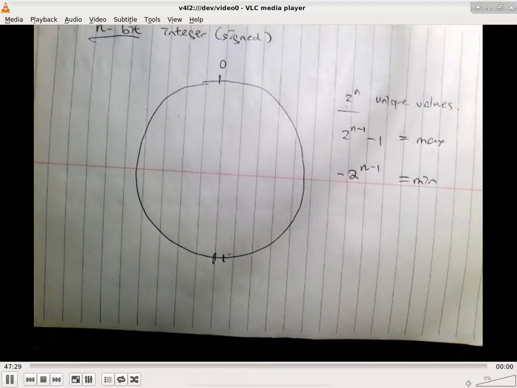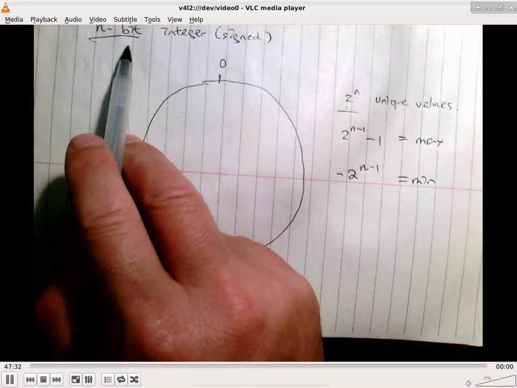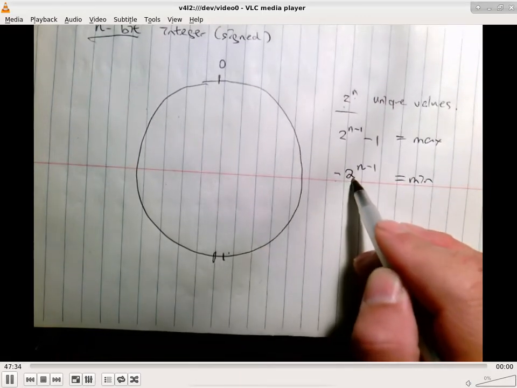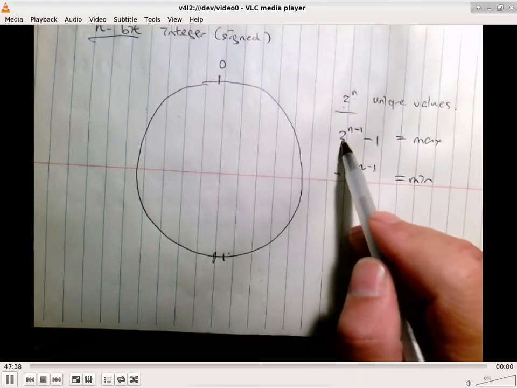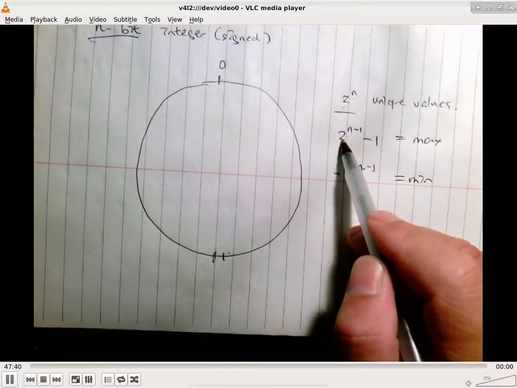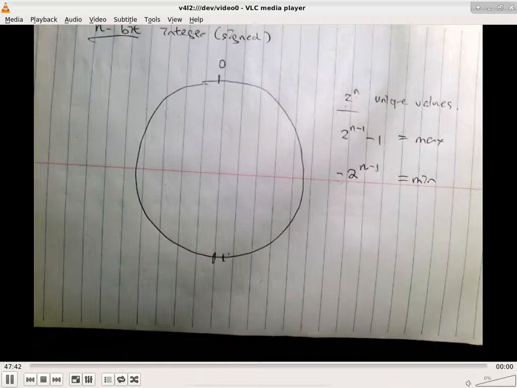So that becomes the range of an n-bit integer. It goes from -2 to the power of n minus 1 to positive 2 to the power of n minus 1, and then the whole thing minus 1.